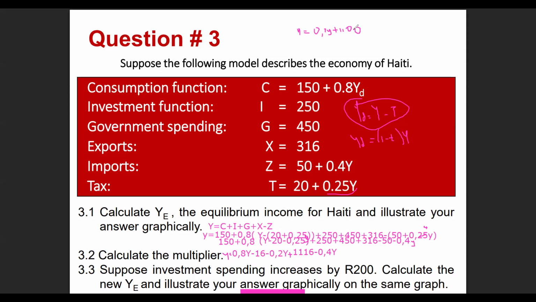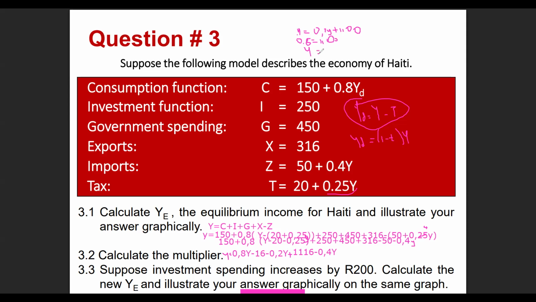Because if you say negative 16 plus 1,116, you're going to get 1,100. Then you're going to say 1 minus 0.2, you're going to get 0.8, because remember here there's an invisible one. So now we have 0.8, which is equal to 1,100 is 0.8y. Then you're just going to divide it by 0.8 on both sides.